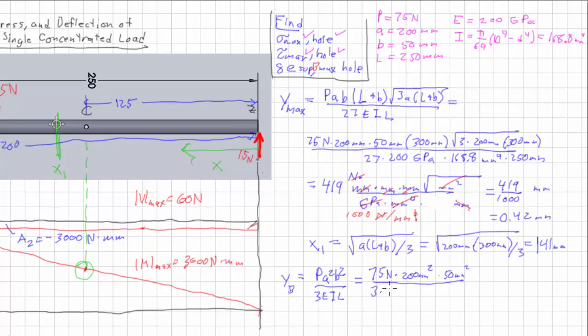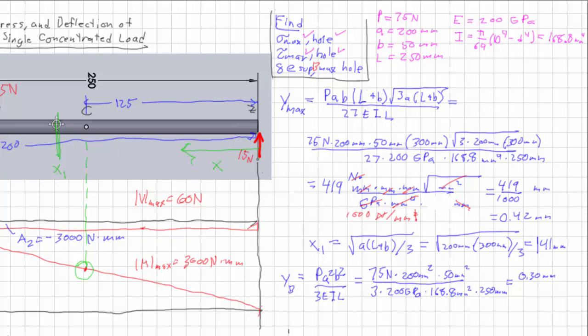3 times 200 gigapascals, we'll use the correct one this time, times I, 168.8 millimeters squared, times L, 250 millimeters. Okay, and that comes out to 0.30 millimeters. So as expected, it's less than the maximum, and we know exactly where it is. It's at B. So we're good with that.